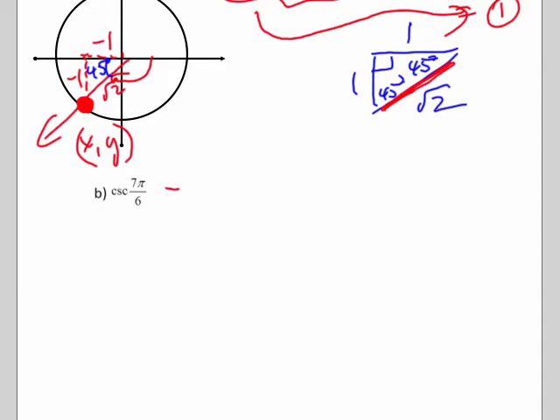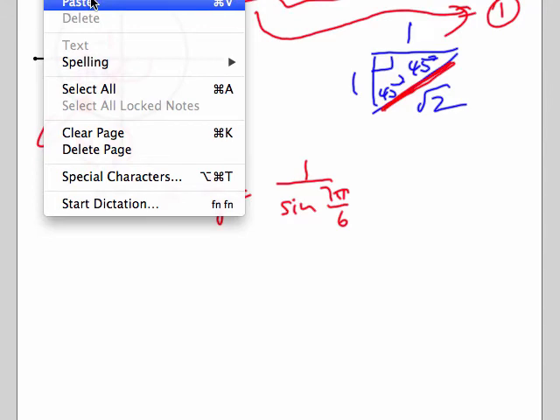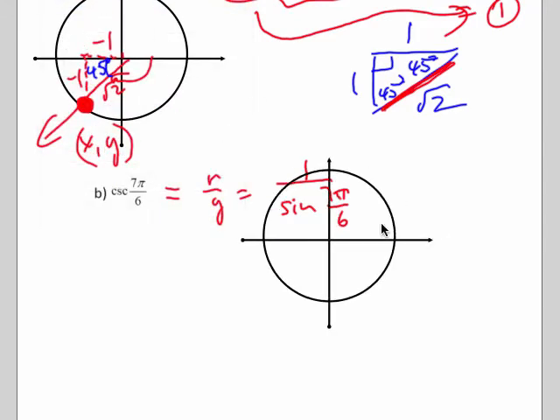Alright, here's another trig ratio, the cosecant of 7 pi over 6, which we can think of in a few ways. That's the reciprocal of sine. Sine is y over r, so this would be r over y. Or we could write it as 1 over the sine of 7 pi over 6. We're asked to find an exact value, so we have to draw this out to come up with the values.